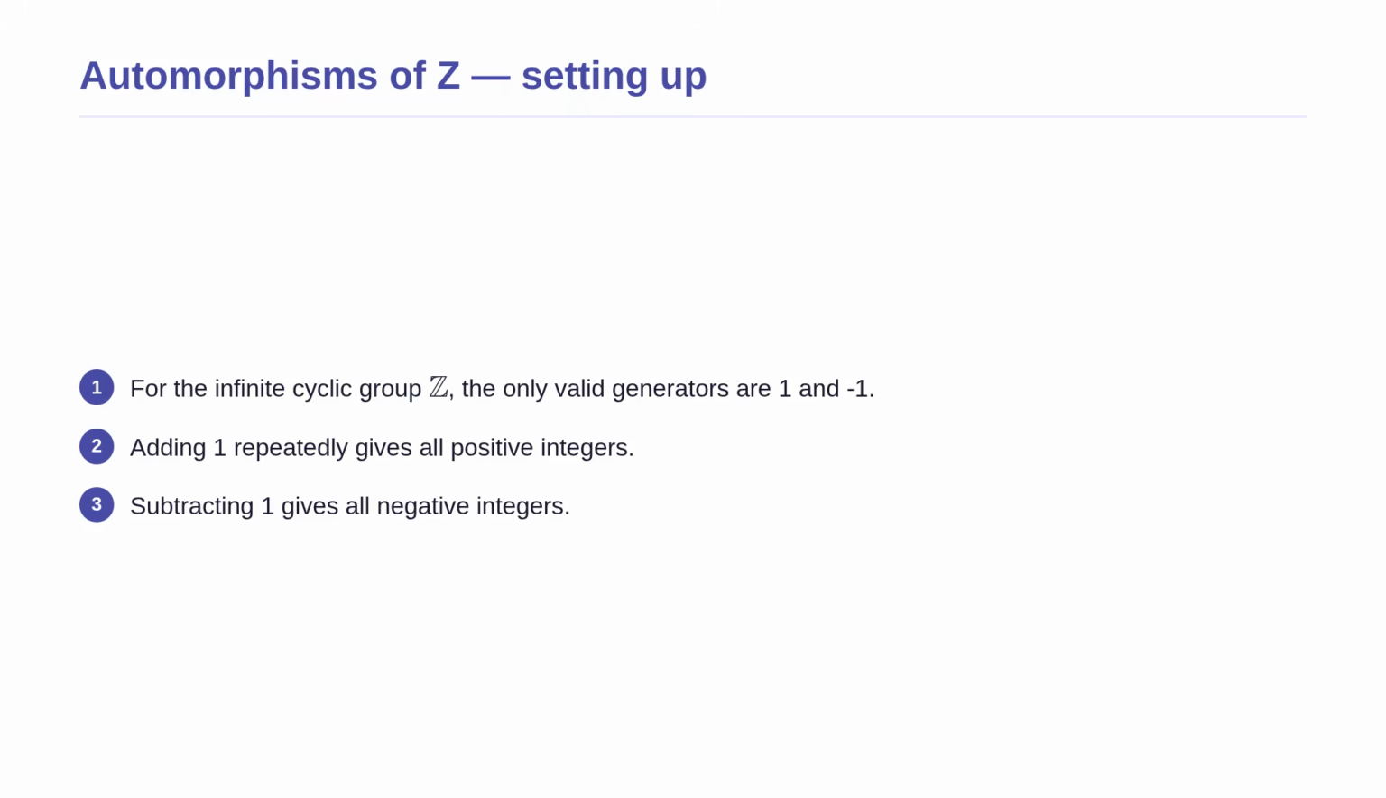Let us find the specific automorphisms for this infinite group. For the set of all integers, the only elements that can generate the entire set are 1 and -1. Adding 1 repeatedly gives all positive integers, and subtracting it gives all negative integers. The exact same is true if you start with -1. Therefore, any valid automorphism must map the generator 1 to either 1 or -1.